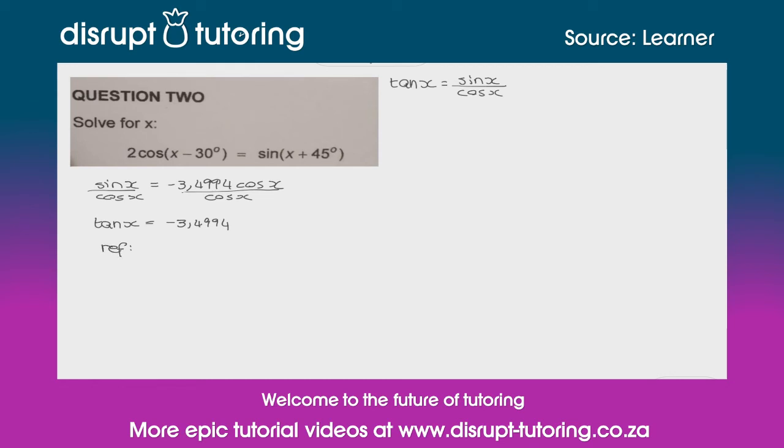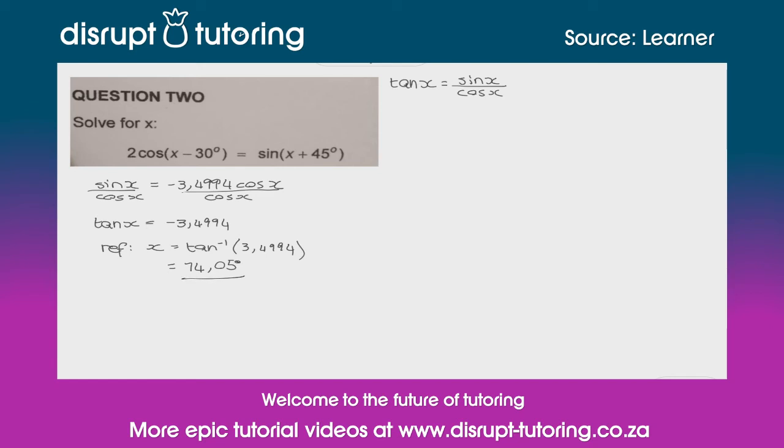Right, now I'm ready to get my reference angle. So to get my reference angle, our second function, the tan x, so remember that would be tan to the negative 1 of, and we're going to put this in without the negative, so that'll be 3.4994, and that'll give us our reference angle. So shift tan 3.4994, and that gives us 74.05 degrees.